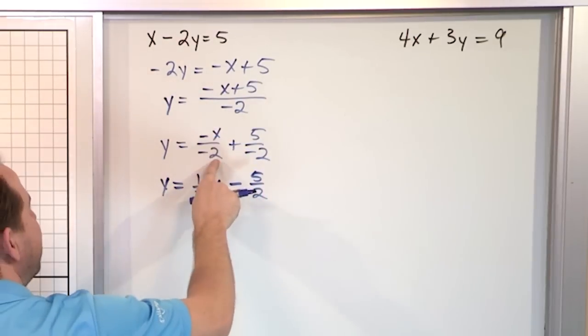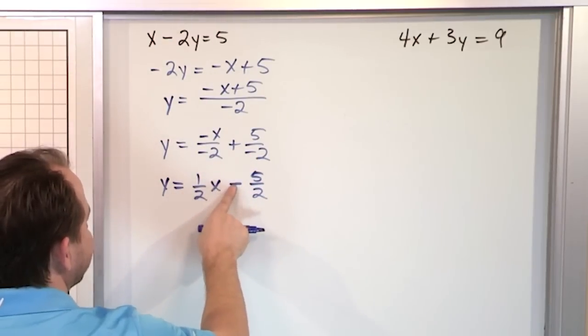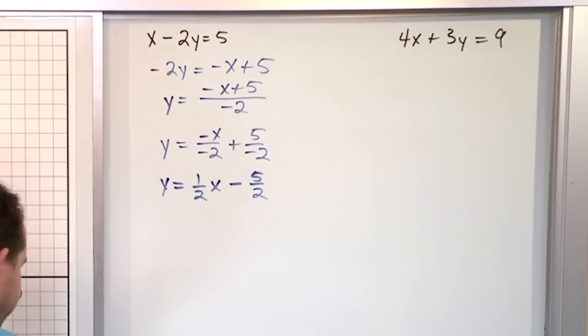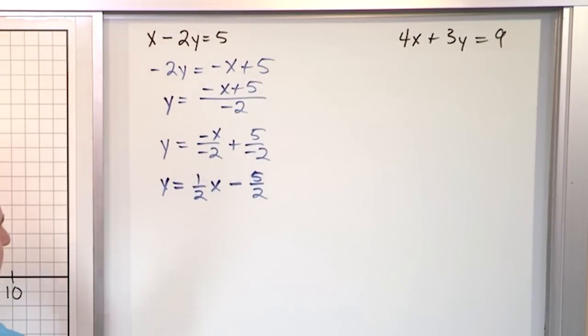Because you have 1 on top, 2 on the bottom, so 1/2, the negatives cancel. The negative here floats out in front, and then you have 5/2. So here essentially is just exactly the same equation as this one, but it's just easier to graph.